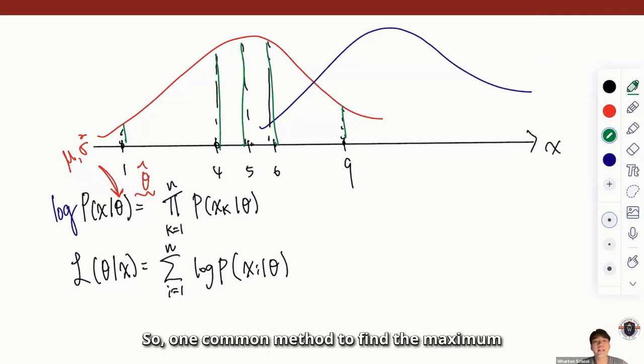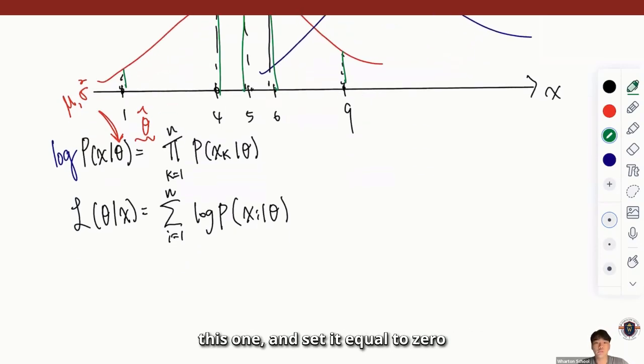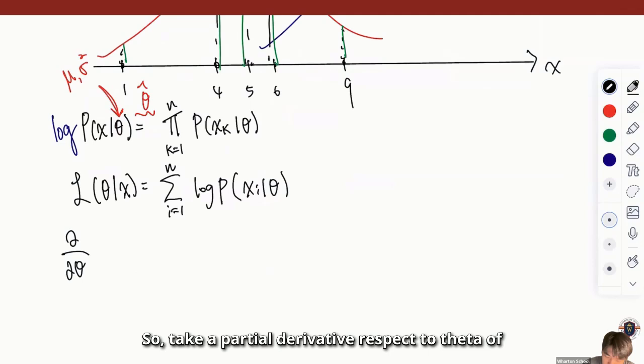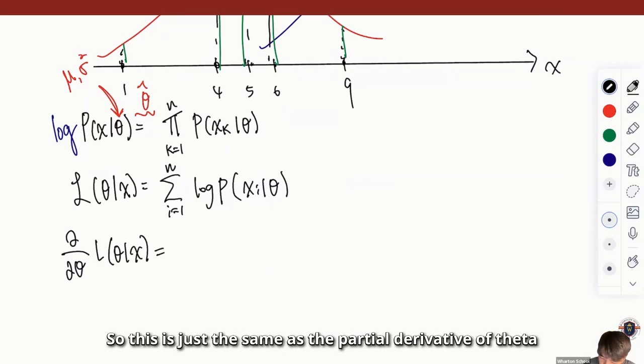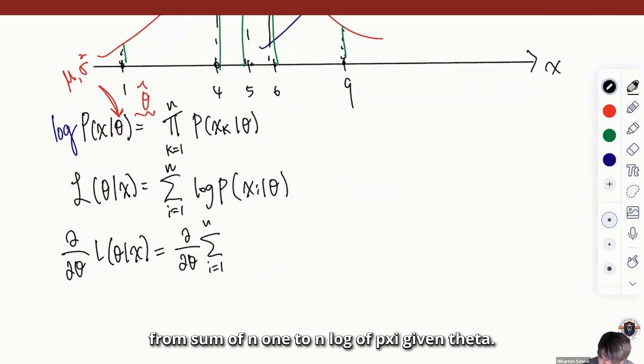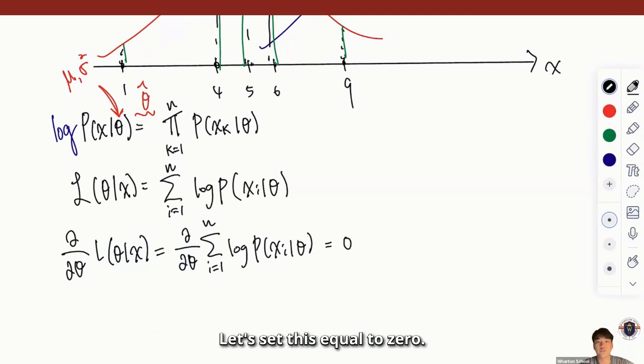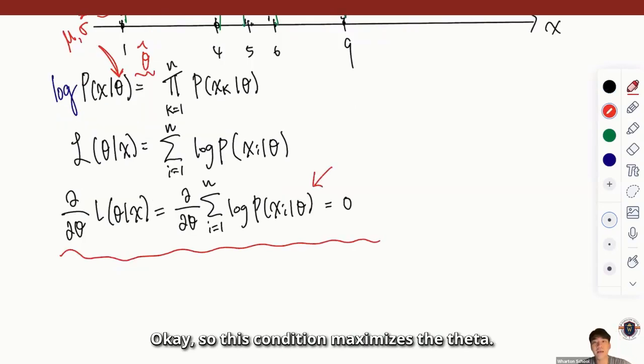One common method to find the maximum value of a function is by using derivatives. Specifically, for the parameter theta, we can partially differentiate the log likelihood function and set it equal to 0 to find the value of theta that maximizes the likelihood function. So let's do this. Take the partial derivative with respect to theta of the log likelihood of theta given x. This is the same as the partial derivative with respect to theta of the sum from 1 to n of log of p of x_i given theta. Let's set this equal to 0. This condition maximizes theta.